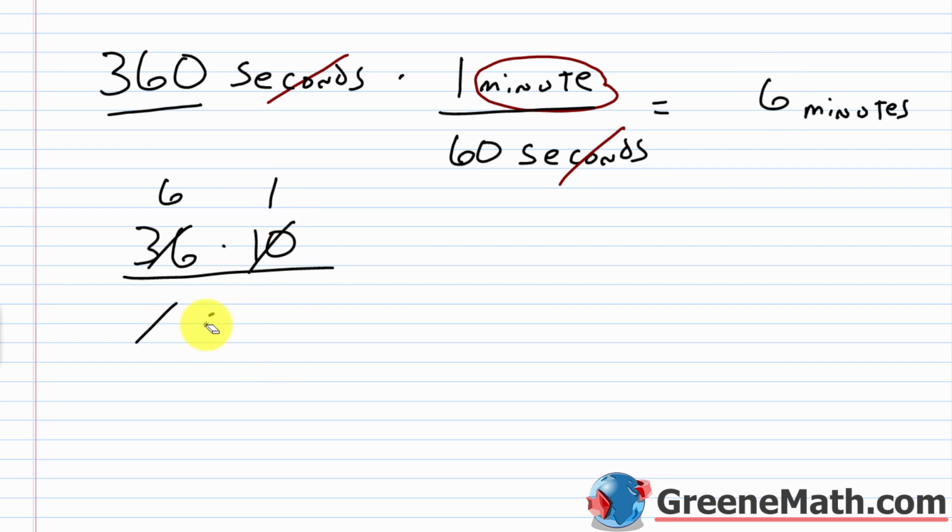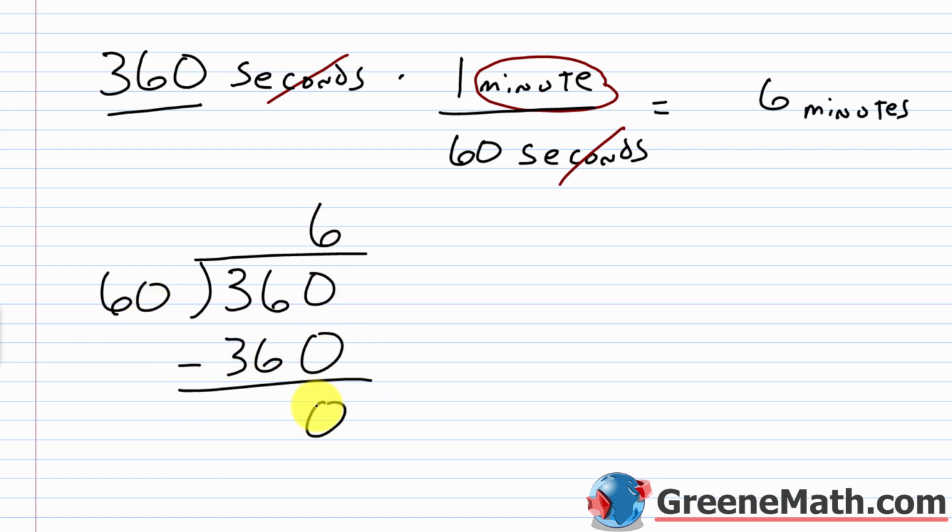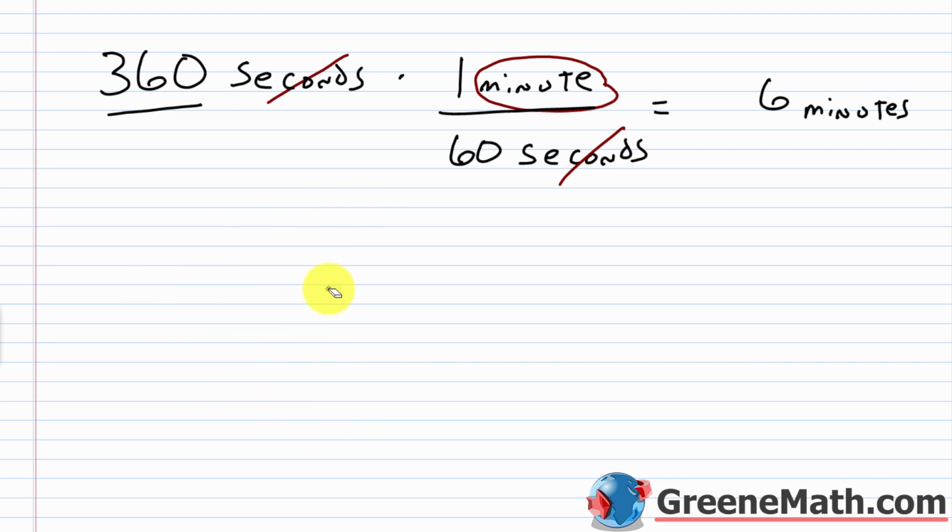But again, if you can't do that at this point, I don't want to lose anybody, we can just do our basic division, right? 360 divided by 60. 60 doesn't go into 3. It doesn't go into 36. It goes into 360, again, 6 times. 6 times 60, you can do 6 times 6, that's 36. And then put a 0 at the end, that's 360. Subtract and get 0. So again, we're going to get 6 minutes for our answer here, right? 360 seconds is going to be equal to 6 minutes.